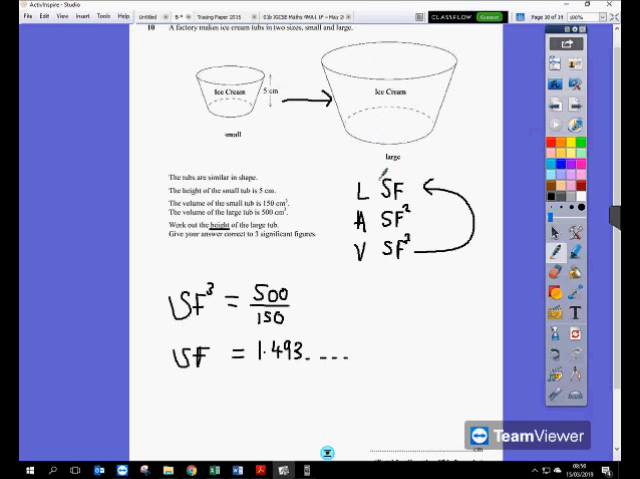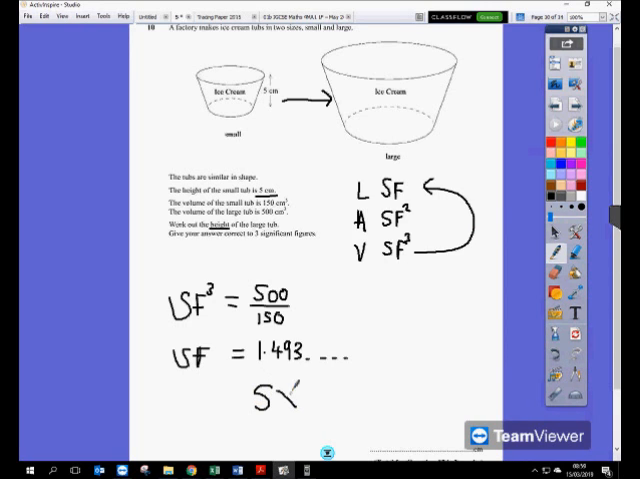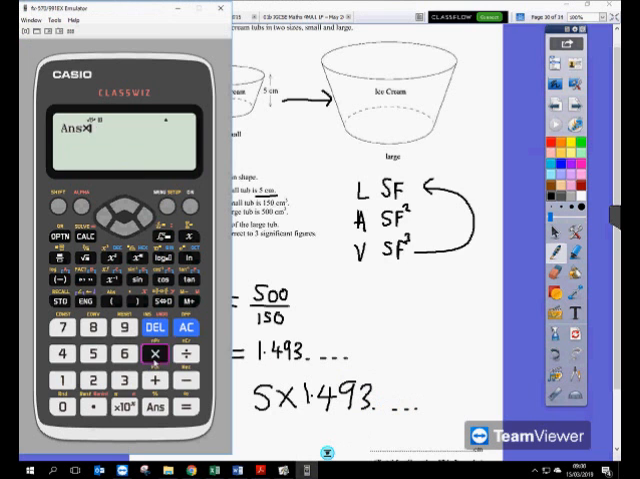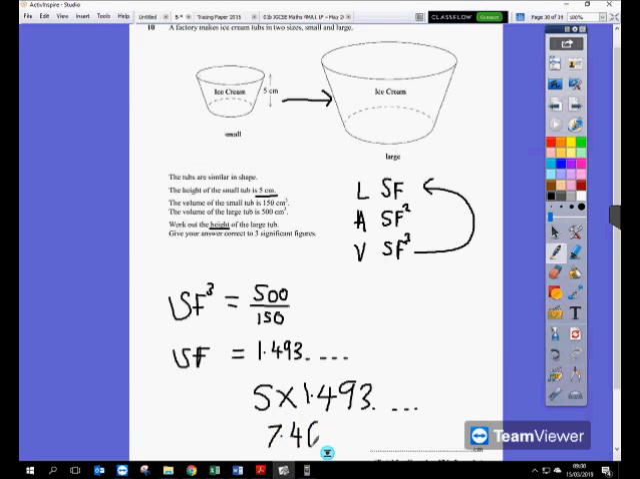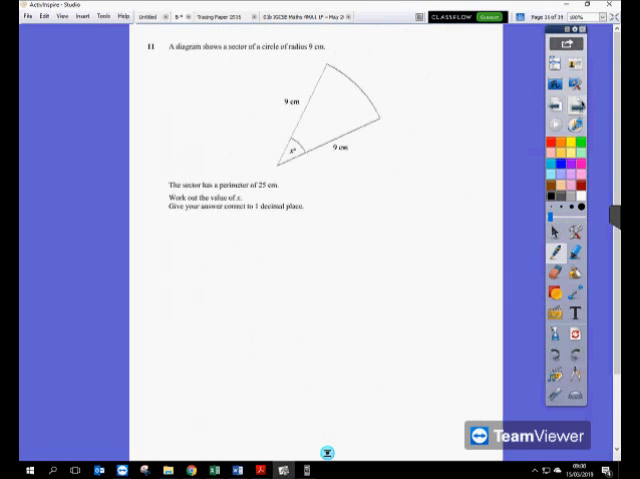The lengths on the larger ice cream tub are 1.493 times bigger than on the smaller one. So because we know the height of the smaller one is 5, we do 5 multiplied by 1.493. And that means the new height is 7.469, etc. We then round it to 3 significant figures, so it's 7.47. Next one.